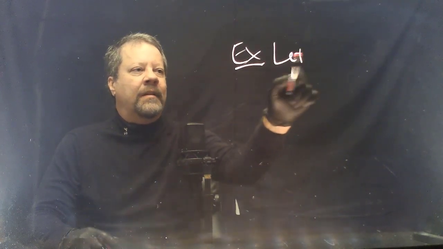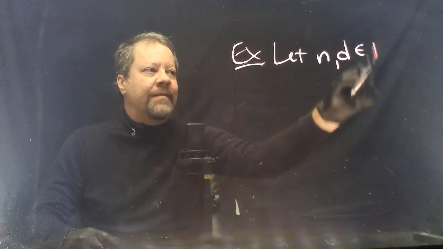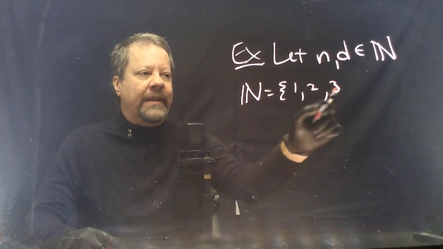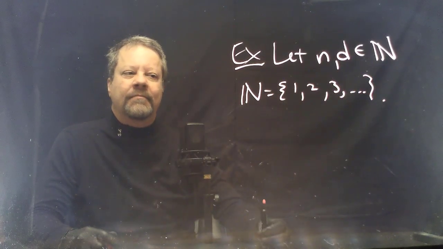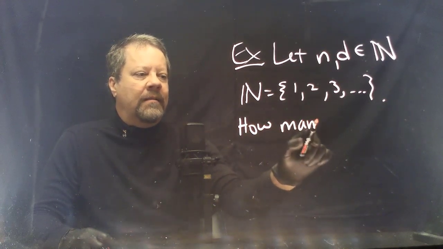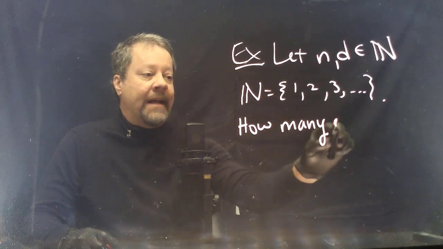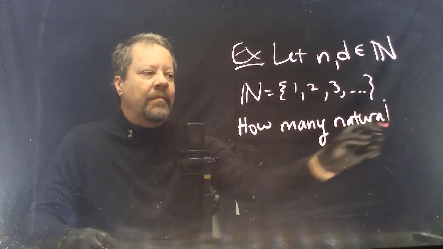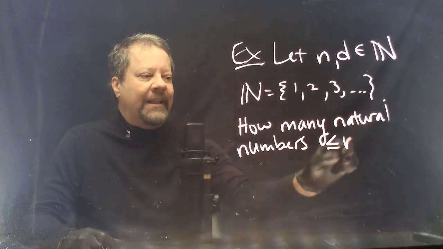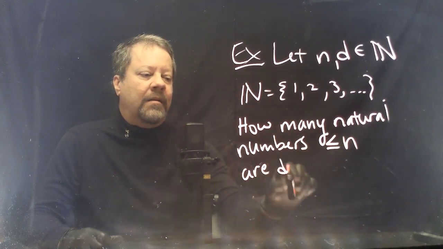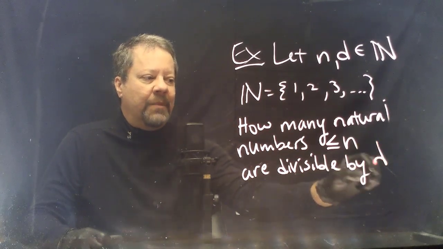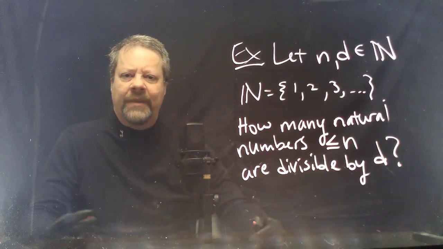Now, let n and d be elements of the set of natural numbers. And by natural numbers, I'm assuming here 1, 2, 3, and so on. How many natural numbers less than or equal to n are divisible by the number d? How can we determine this?